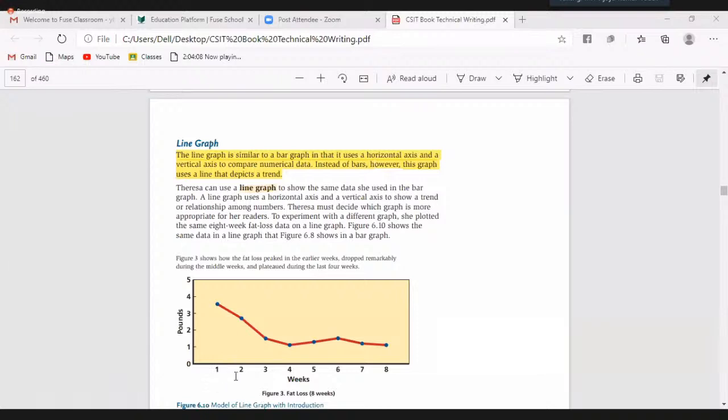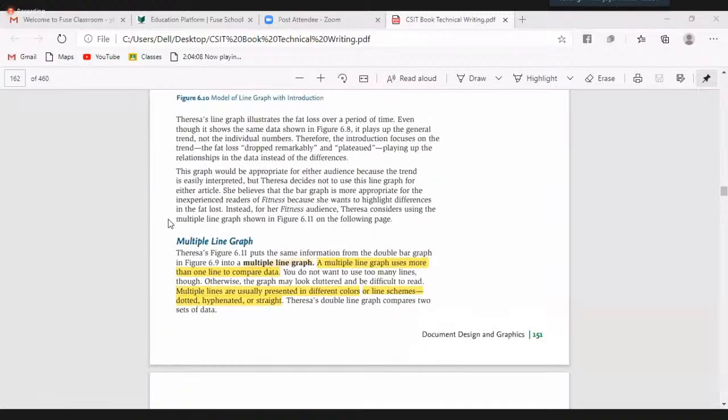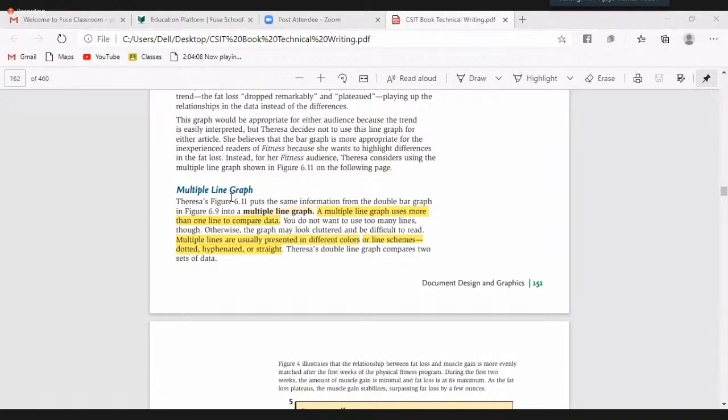That is weeks: first week, second week, third week, fourth week, isn't it? And here pounds. So what do you find here? In the first week it's very high, and then in the second week very low, low, low, like this, right? Okay. Then the multiple line graph. A multiple line graph uses more than one line to compare data, right? Multiple lines are usually presented in different colors or line schemes: dotted, hyphenated, or straight.